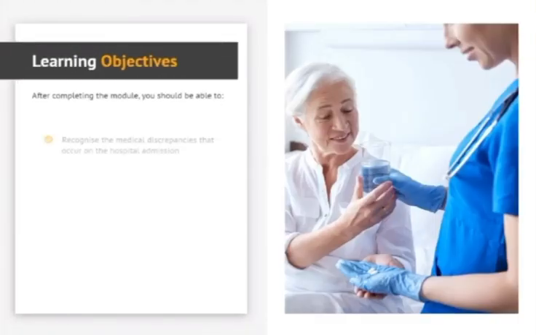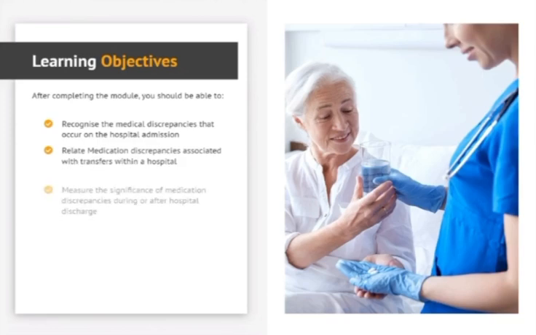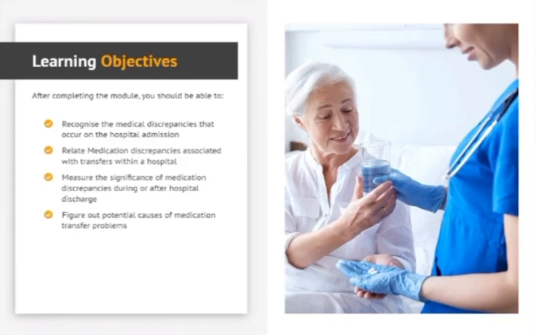Learning objectives. After completing the module, you should be able to recognize the medication discrepancies that occur on hospital admission. Relate medication discrepancies associated with transfers within a hospital. Measure the significance of medication discrepancies during or after hospital discharge. Figure out potential causes of medication transfer problems.